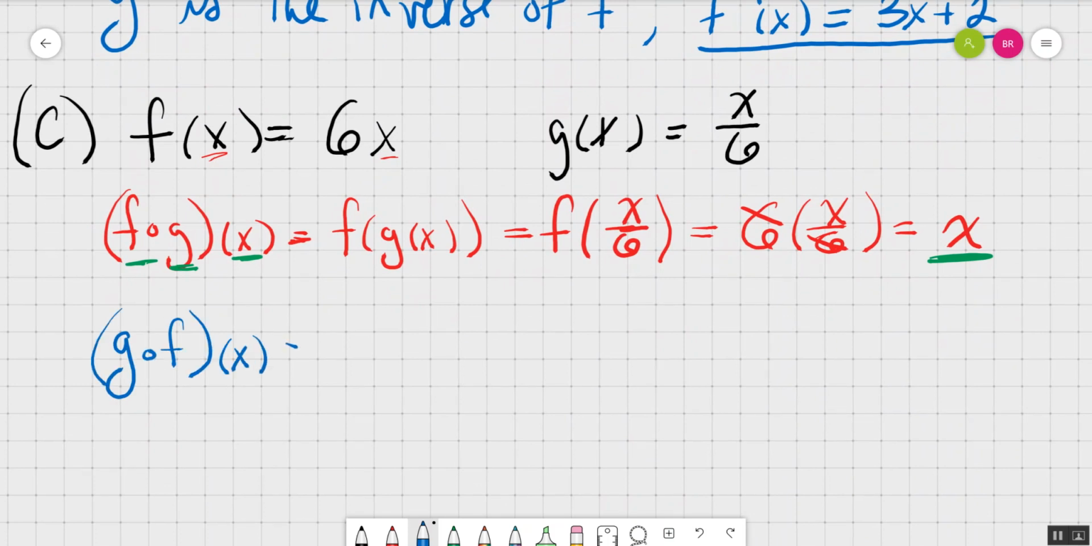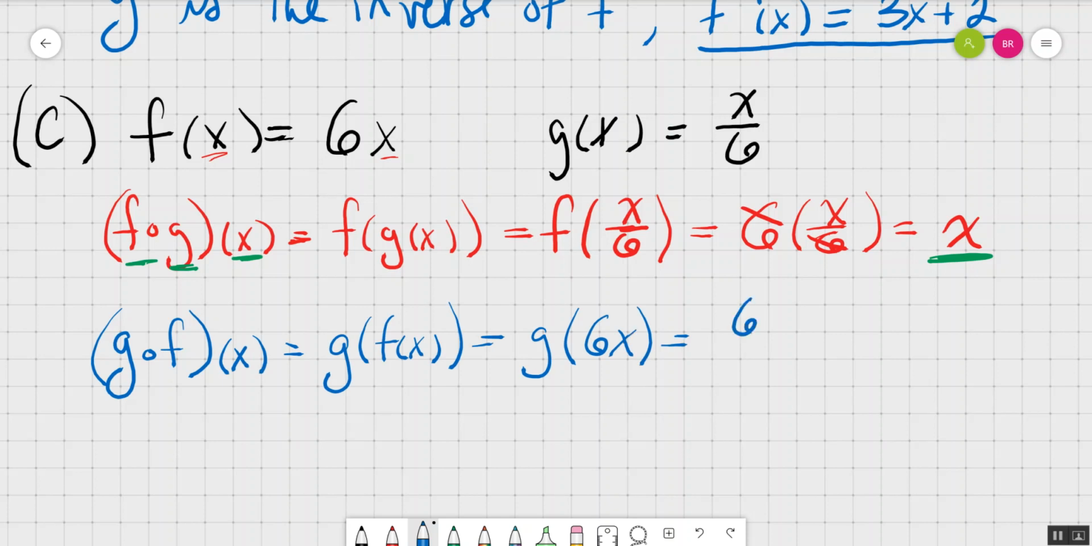Let's go the other way. G of f, and we're going to do f first this time. What's f do to x? It multiplies it by 6. Okay, now we've got to g it. What's g do? It takes whatever you give me and divides it by 6. Good times. 6 divided by 6 is totally a 1, so we end up with just an x.